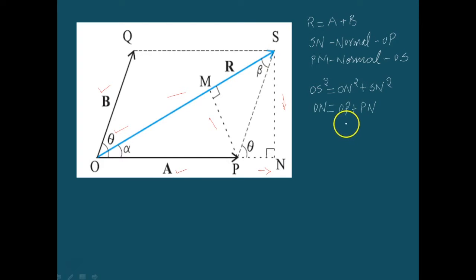And OP is nothing but vector A. What about PN then? PN is nothing but a component of vector B. We can write it as B cos theta, isn't it? You can see in this figure, we can write it as B cos theta. So this is about ON. And we can write SN as what? Yes, we can write SN as B sin theta.